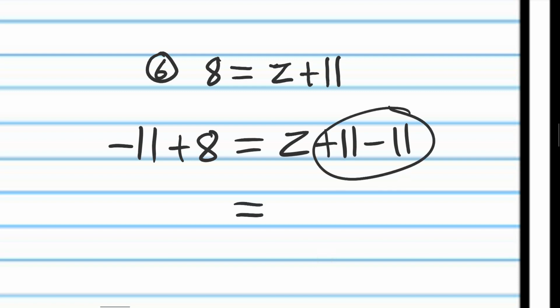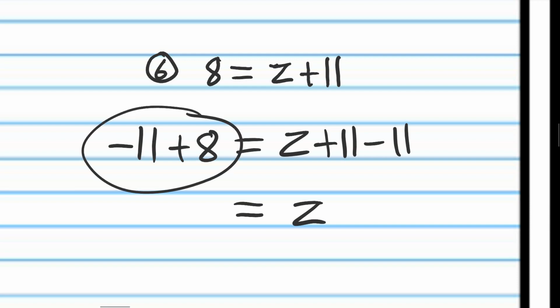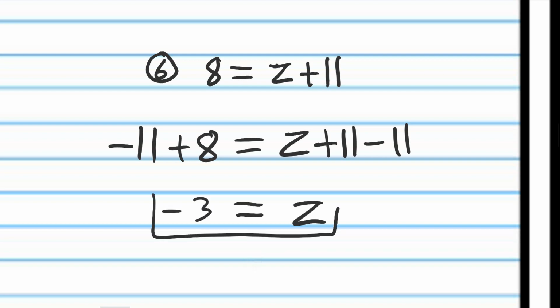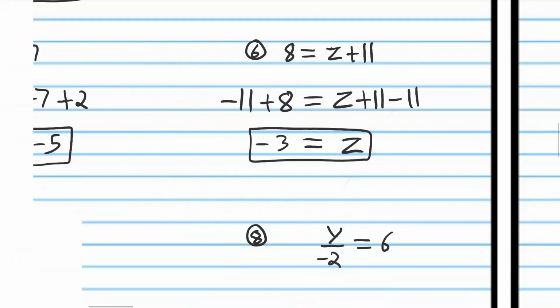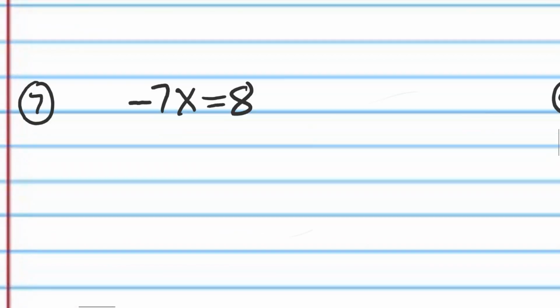So these cancel out, and you get z, and then negative 11 plus 8 would be, what do you think that would be? If you said negative 3, you were correct. So again, we're doing the same steps in each one of these problems.